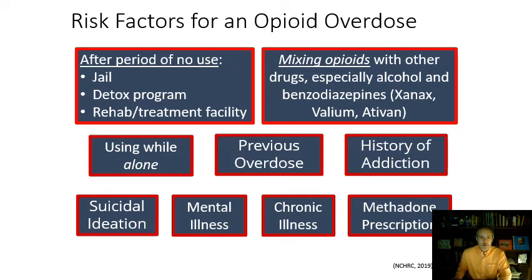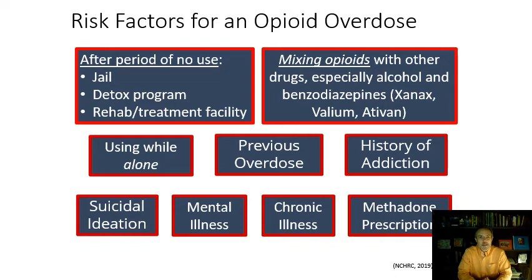So what happens here is, remember, tolerance develops for opioids and there's no ceiling effect, so those doses increase indefinitely to maintain pain control or euphoria, or just allow a person with a chronic opioid use disorder to function. So that tolerance develops over time, but it goes away relatively quickly after a period of no use. So after jail, detox, or rehab, a person will return to using their normal dose, and now that will result in a fatal overdose because they're no longer tolerant.